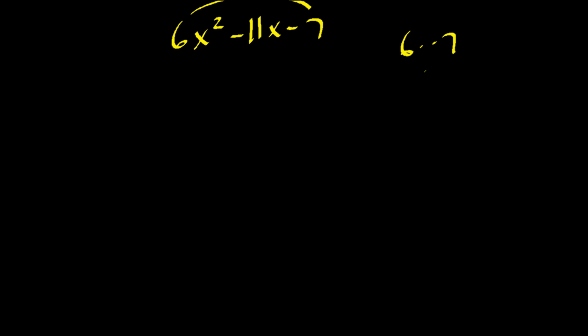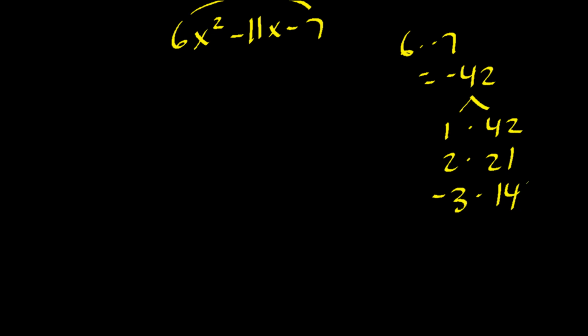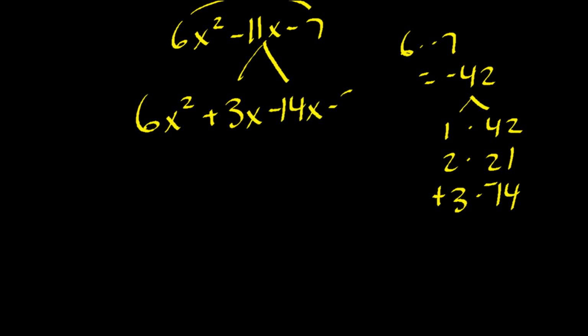6 times negative 7 is negative 42. And we need to figure out the numbers that multiply to be negative 42. A negative 3 and a positive 14 will be 11x, but we need negative 11x. We'll change the sign on those. So again, with the AC method, we rewrite the middle term into 2 equivalent terms using our 2 factors we found. And then we will group these, and we'll take out the GCF of 6 and 3 and the GCF of x squared and x.